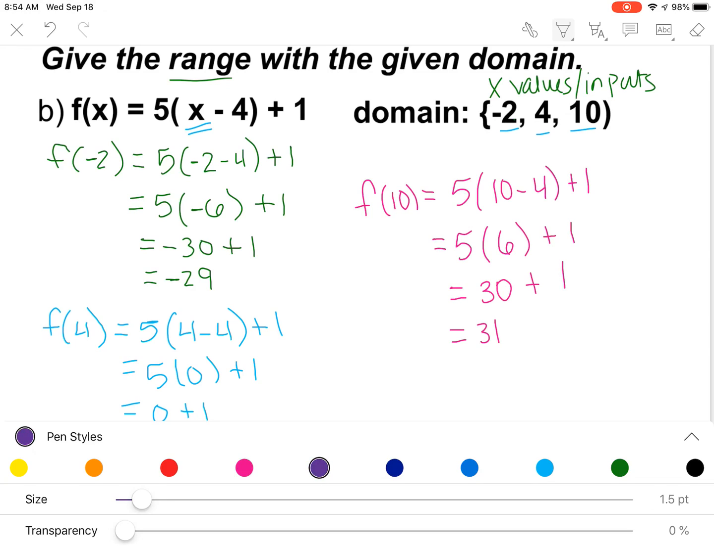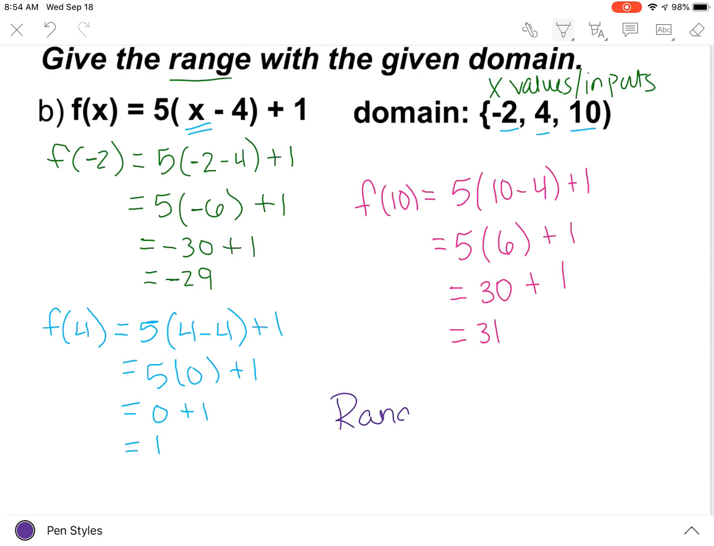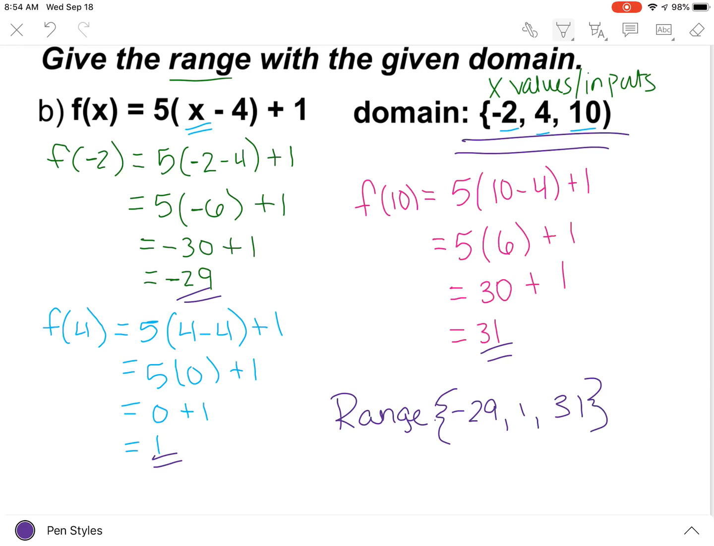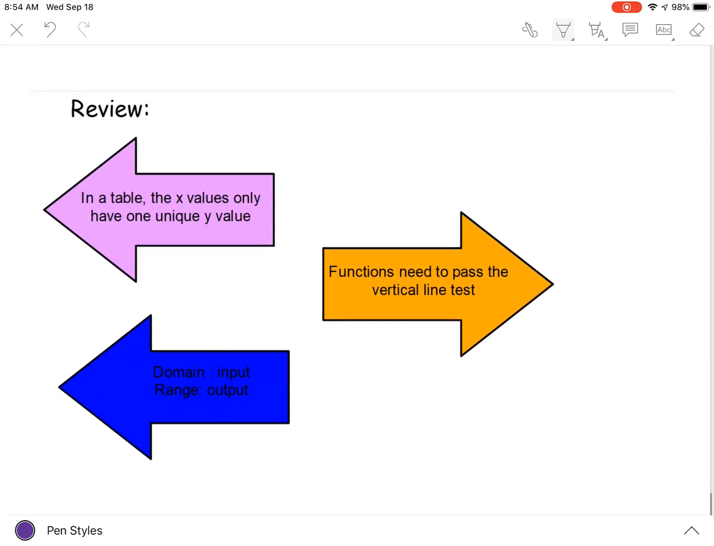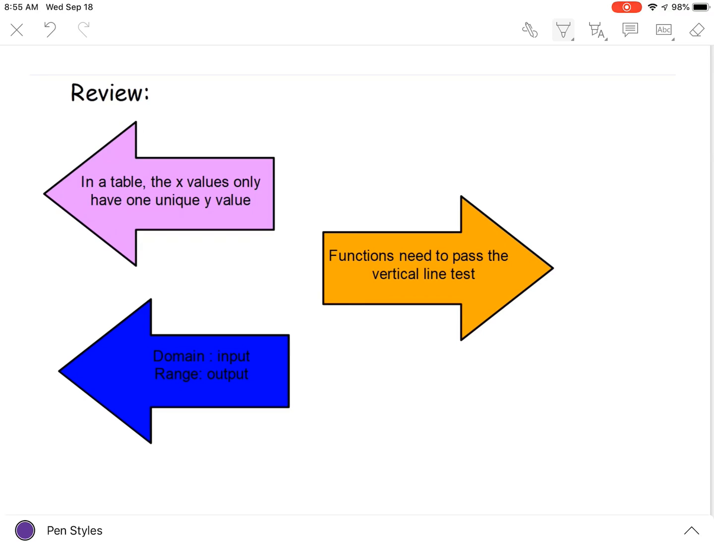So we have our range. Okay, our range or our resulting outputs from the three given inputs is -29, 1, and 31. And you do need to write your answer in this form. Right? The domain is given in this form using the brackets, so you need to write your range in that form using the brackets.